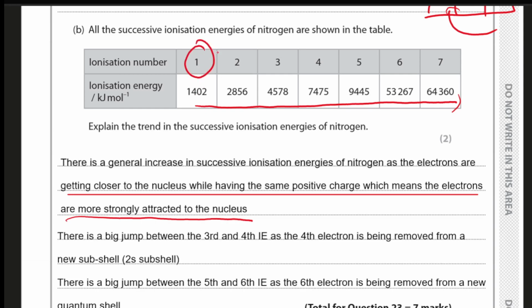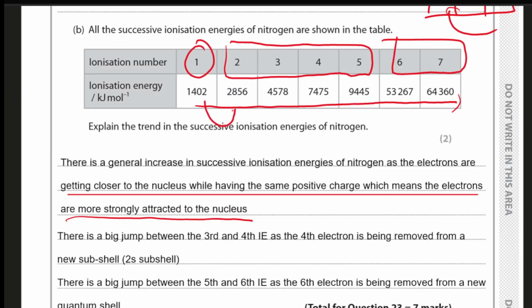At first, the first electron gets removed from the outermost shell, then these electrons are removed from the second quantum shell, and the last two are removed from the first one. So we can clearly see a big change here. How do we understand which electrons are removed from which shell? If we check the big change down here, we see a big jump from 14028 to 2856, and then we see that 4 electrons are being removed, and then 2 electrons being removed from the last shell.